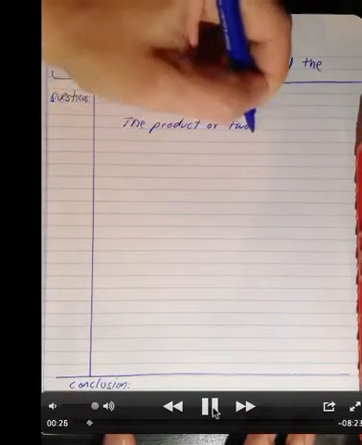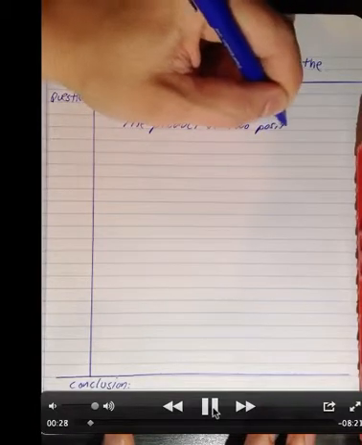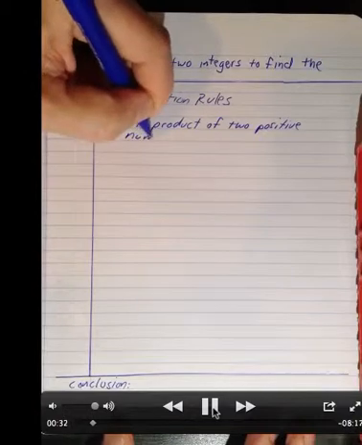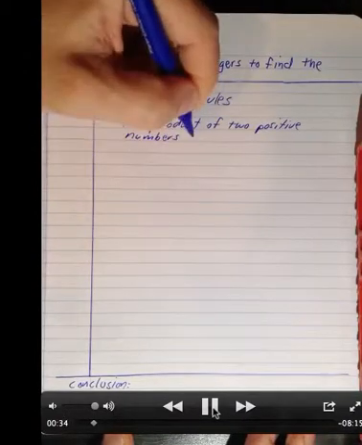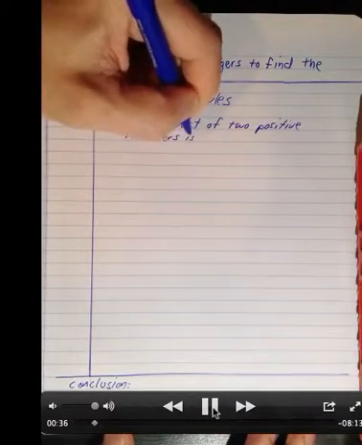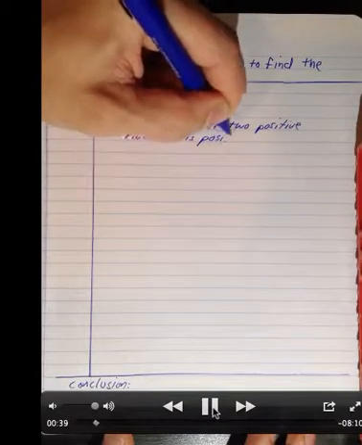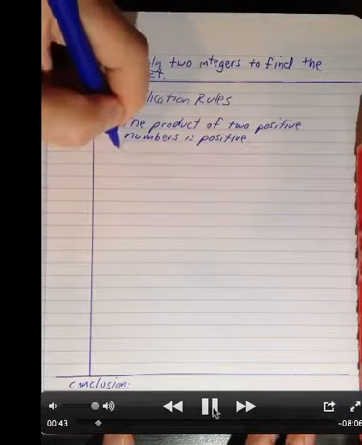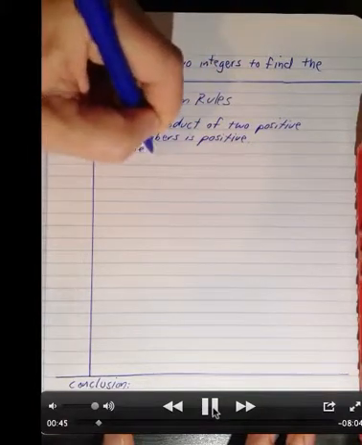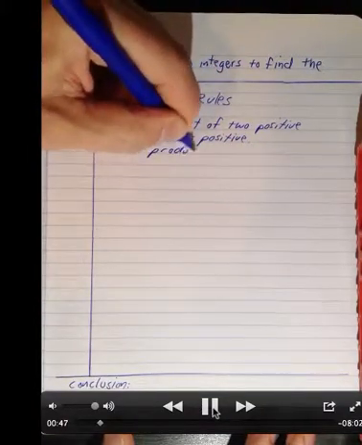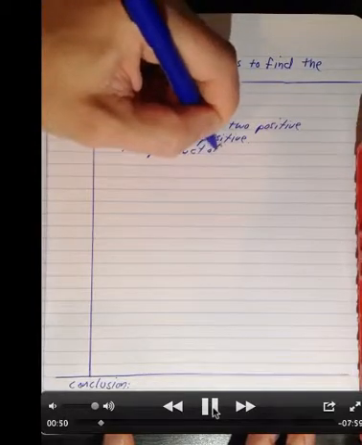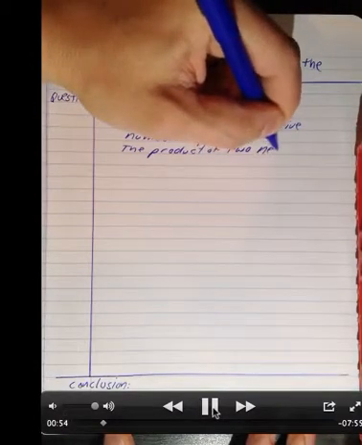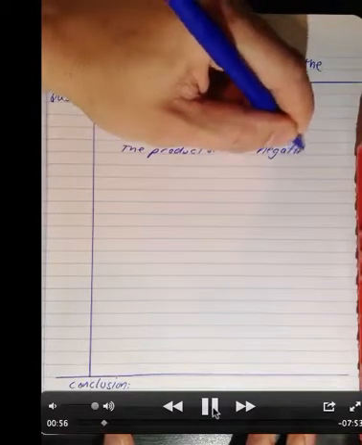And again, like we did with addition, we'll write the rule once, and then we will have a graphic to help memorize it and be brief. So the product of two positive numbers is always positive. The product of two negative numbers is also positive.